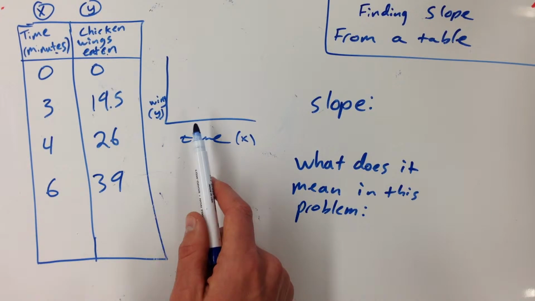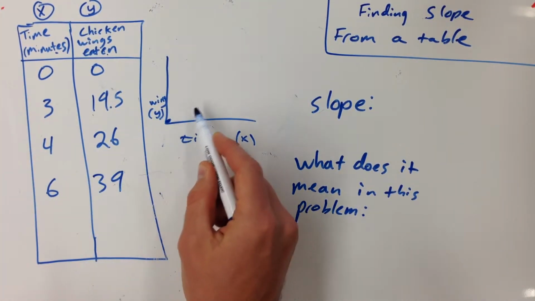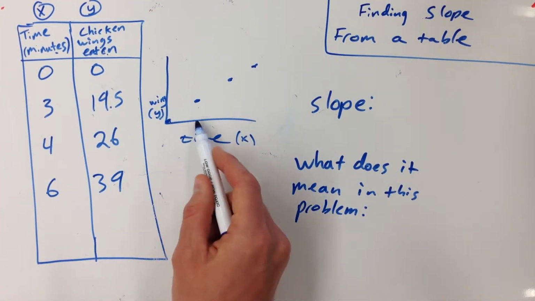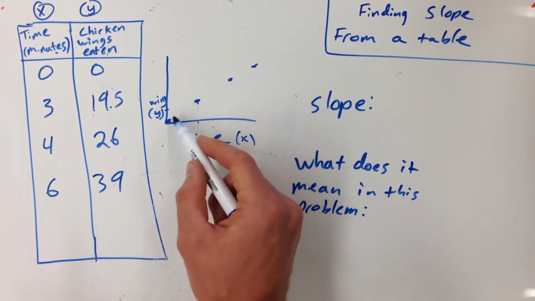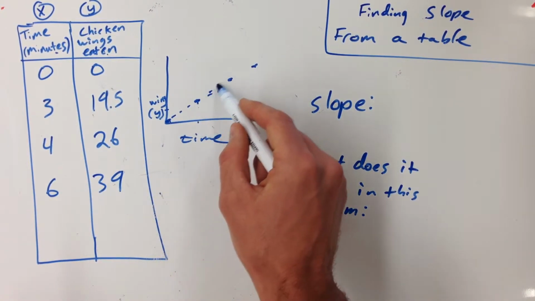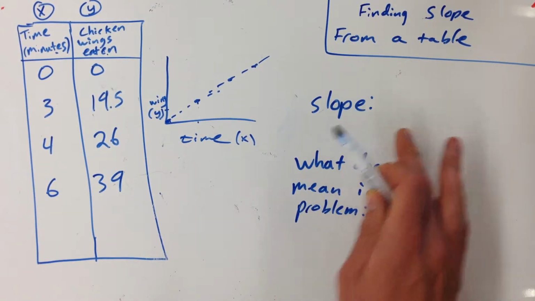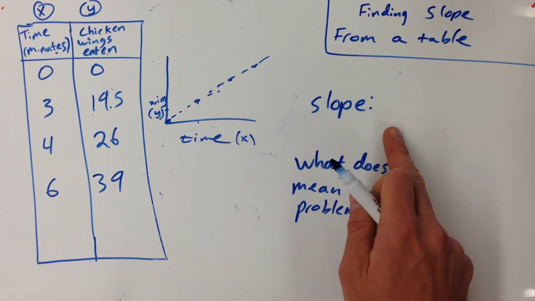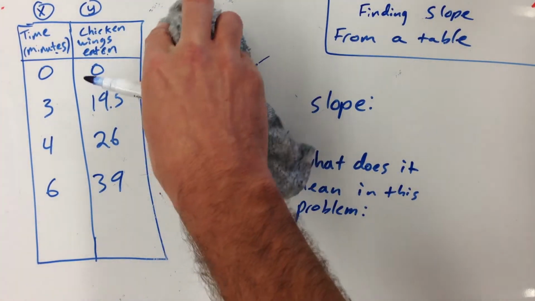So if you look at this graph, I'm just going to fake plot these points out here: 0, 0, 3, 19.5, with no units and stuff. We can kind of see that a little line is formed, right? And as soon as a line is formed, we can calculate the slope. What I want to do is figure out what that slope is, and what it means in this problem. So let's get after it.